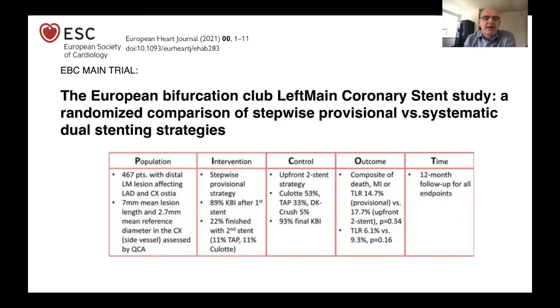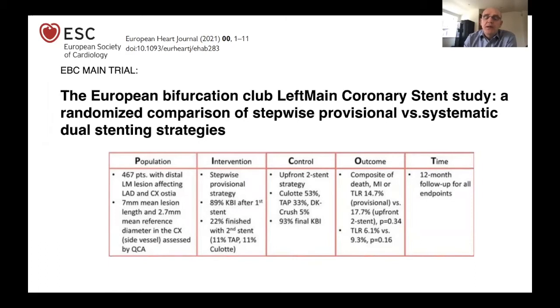LAD and the circumflex. In the trial overall, there was a 7 millimeter mean lesion length and 2.7 millimeter mean reference diameter in the circumflex when assessed by QCA. As you know, the trial essentially compared a stepwise provisional strategy against a systematic two-stent strategy. Importantly, in the provisional strategy, 1 patient in 5 required a second stent.